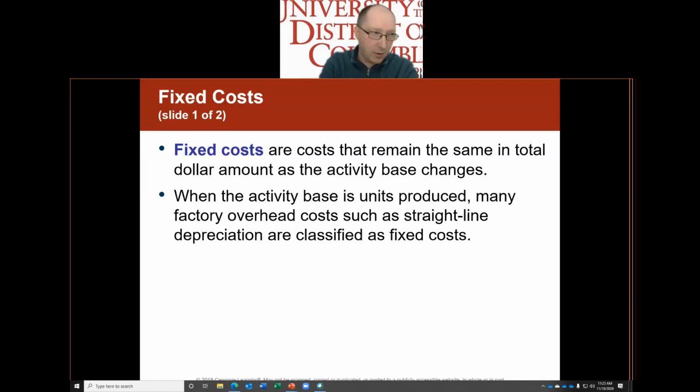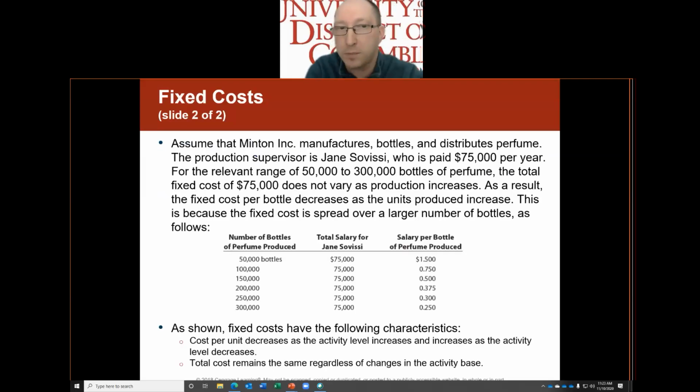And then there's salaries. The manager's salary, it doesn't matter how many units you produced. The manager's salary is still the same. That's a fixed cost. So let's look at it from a manager's salary perspective. Here's an example of a company that manufactures perfume or cologne, whichever you prefer. This manager, her name is Jane. Her annual salary is $75,000. She oversees this company. They produce perfume. Their relevant range is 50,000 units to 300,000 units. Her salary is $75,000. It's fixed. It doesn't change, regardless of how many bottles the company produces.